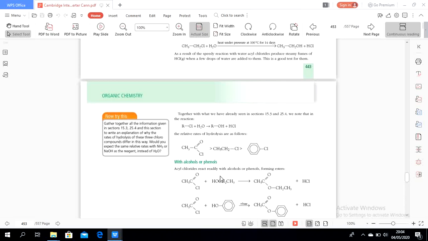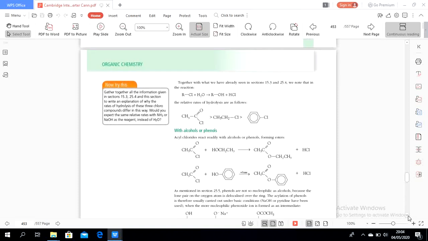Reaction with alcohol: acyl chloride with alcohol will form an ester. Acyl chloride does not require any catalyst because it is already reactive. And then reaction with phenol: acyl chloride reacts with phenol to form an ester, but in the presence of a base, with the same product, HCl.